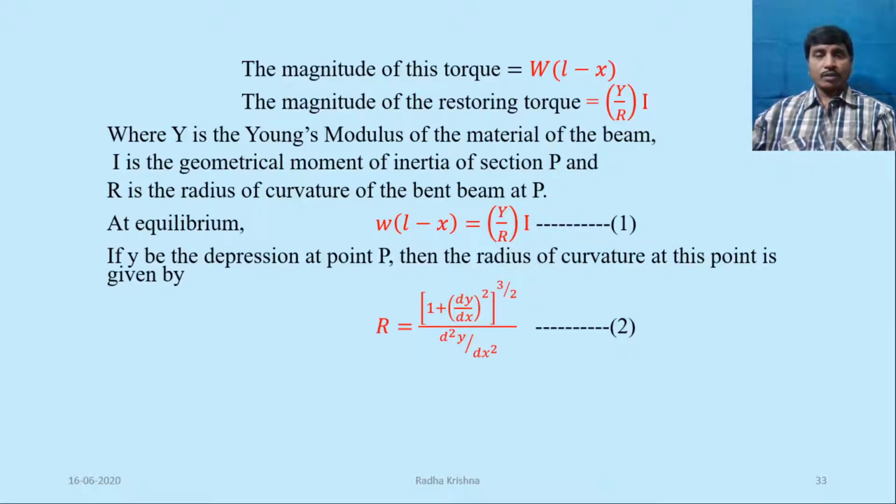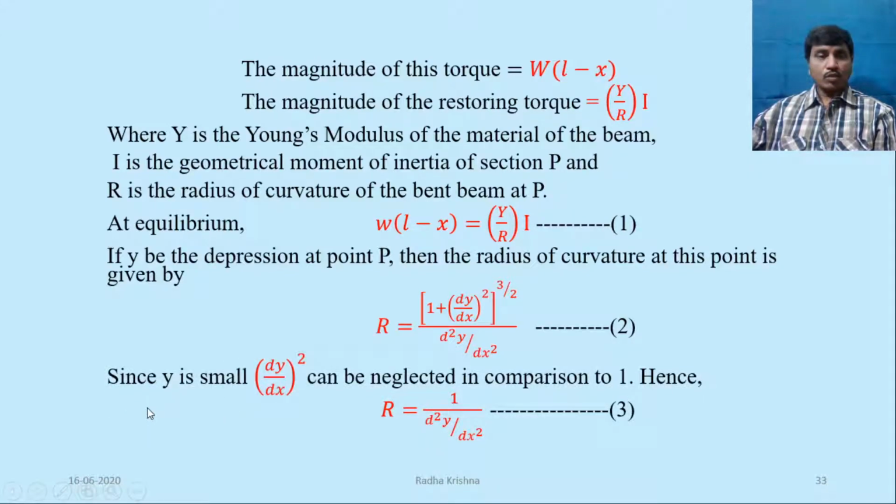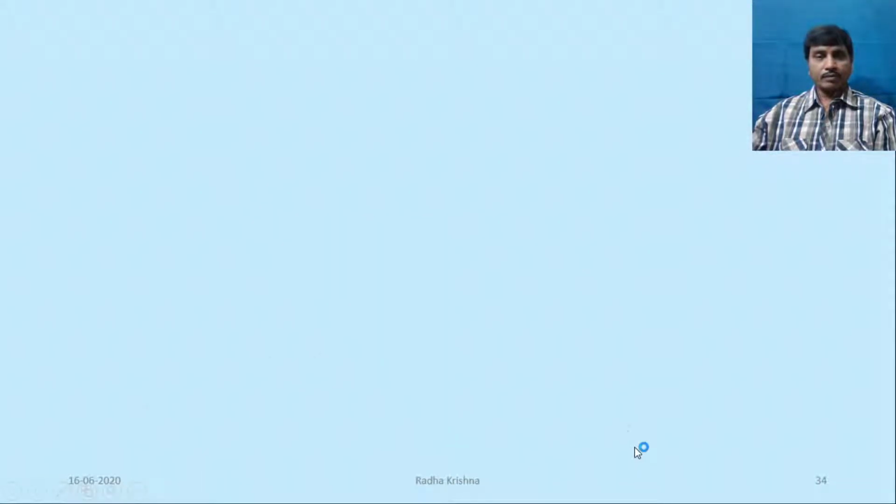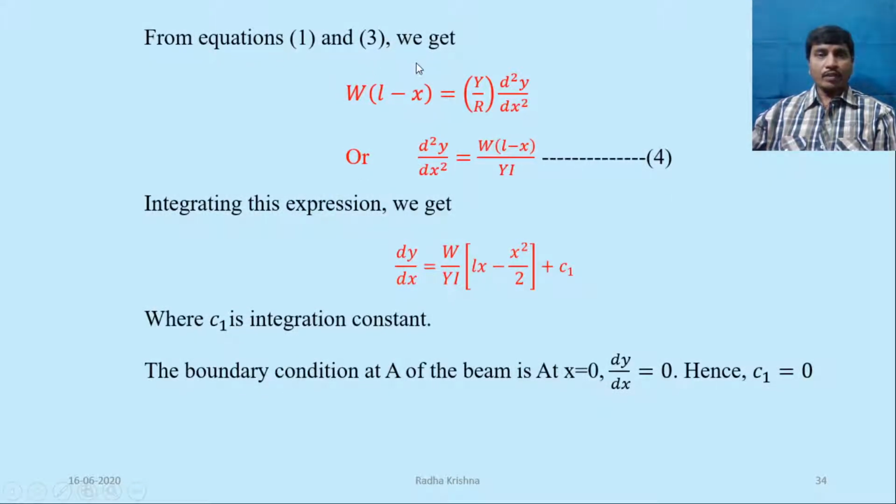In this case, the derivation of this radius of curvature is not necessary. Since y is small, (dy by dx) whole square can be neglected in comparison to 1. Hence, the radius of curvature R is equal to 1 by d square y by dx square. That is equation 3. From equations 1 and 3, we get W into (L minus x) is equal to YI into d square y by dx square, or d square y by dx square is equal to W into (L minus x) by YI. That is equation 4.